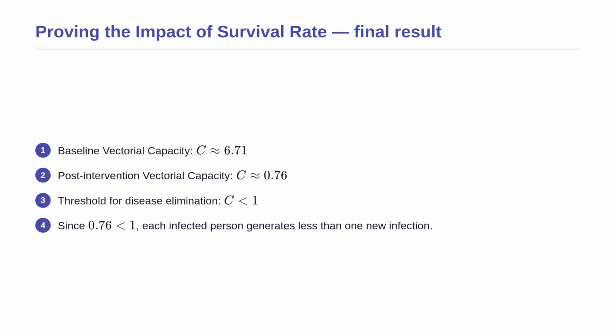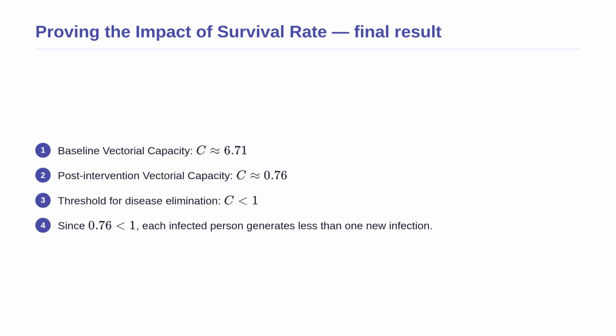Continuing our mathematical proof, let us look at the final vectorial capacity values. By simply reducing the daily survival rate by 10%, the vectorial capacity plummeted from 6.71 down to 0.76. This is a monumental victory for public health. In epidemiology, the critical threshold is 1.